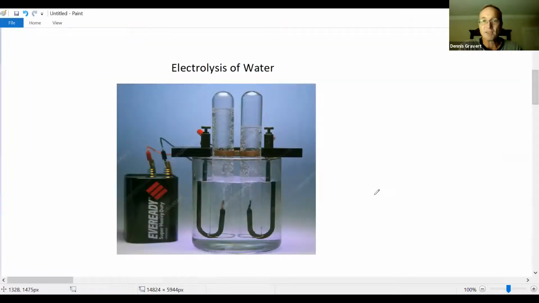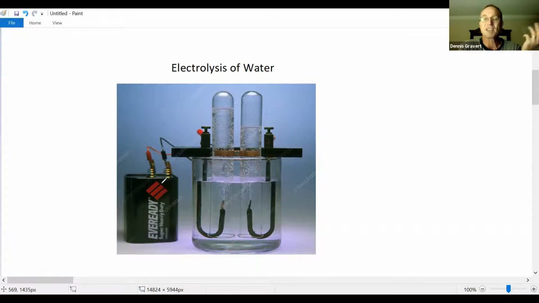You can, however, add energy, like the battery here, and cause water to break down. It's not a spontaneous reaction. It doesn't happen all by itself. You need a constant input of energy. So you can force the reaction to go backwards. You can force a non-spontaneous reaction to take place.